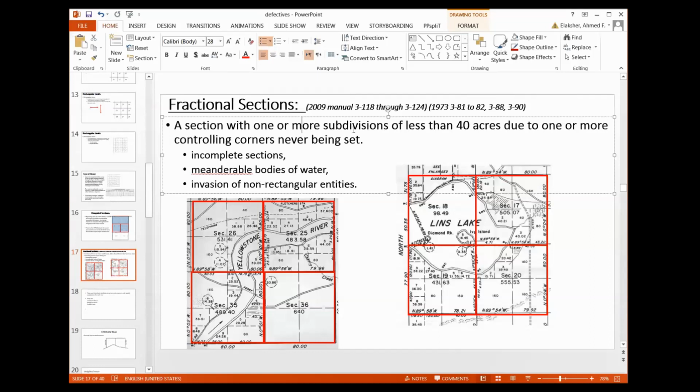A section with one or more subdivisions of less than 40 acres due to one of the controlling corners never being set. So you look here and you can say that, well, this controlling corner was not set, this controlling corner was not set, and so on.